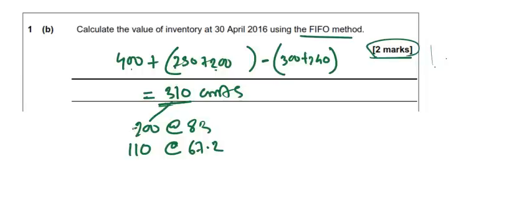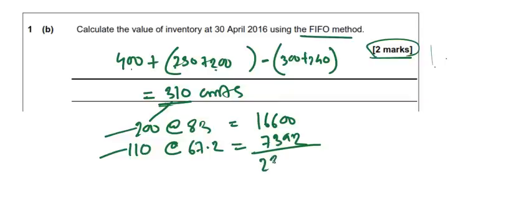So these are the items unsold, at different prices. If you multiply, my calculator says it is 16,600, and the other one is 7,392. Together, 23,992. That's the answer under FIFO.